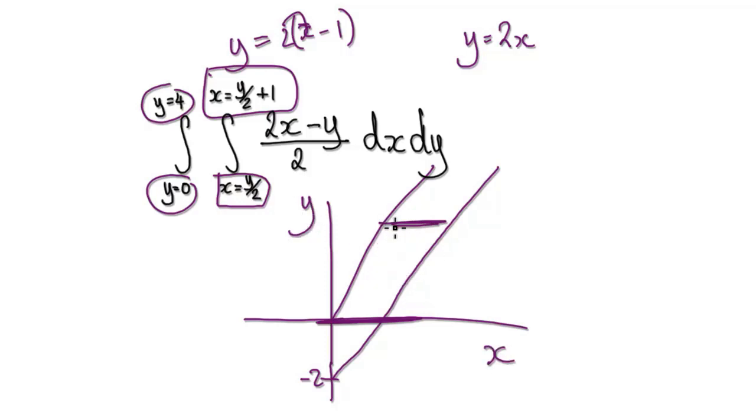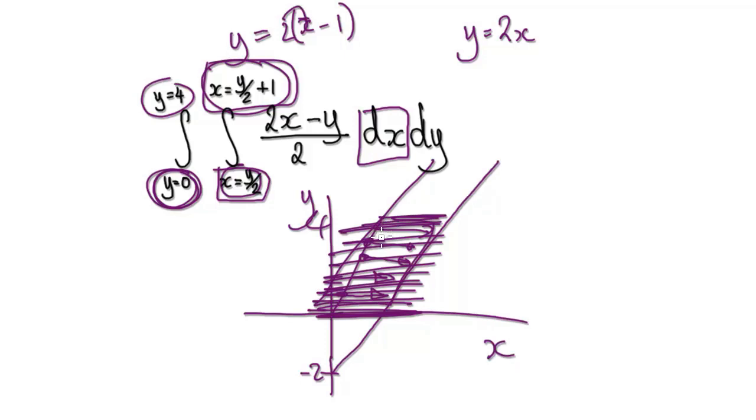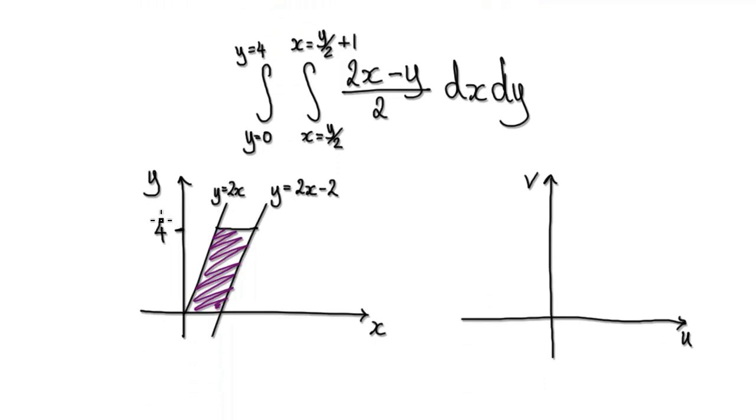If you try and understand what's going on in the x direction, that's you moving in the x direction like this, parallel to the x-axis, you're starting at this line, and then you stop at the other line here. And then you're scanning from y equals 0 to y equals 4. So this is our region here. So far we know that this is our region.